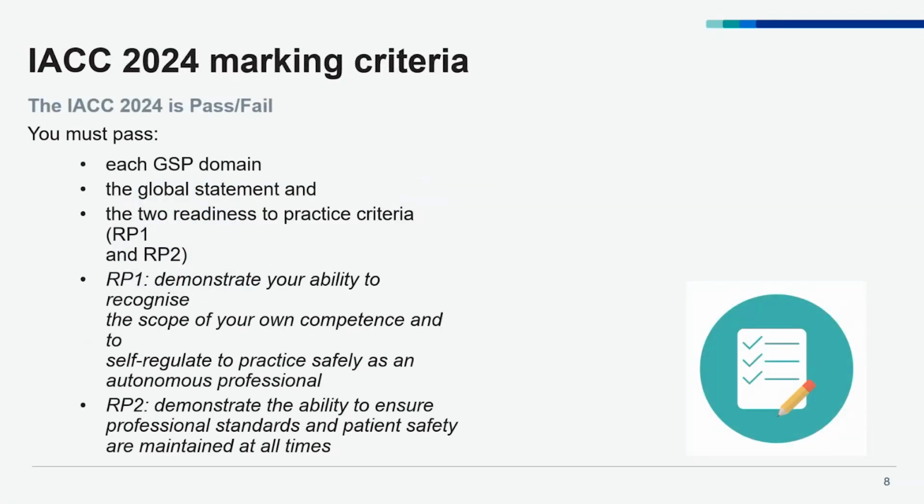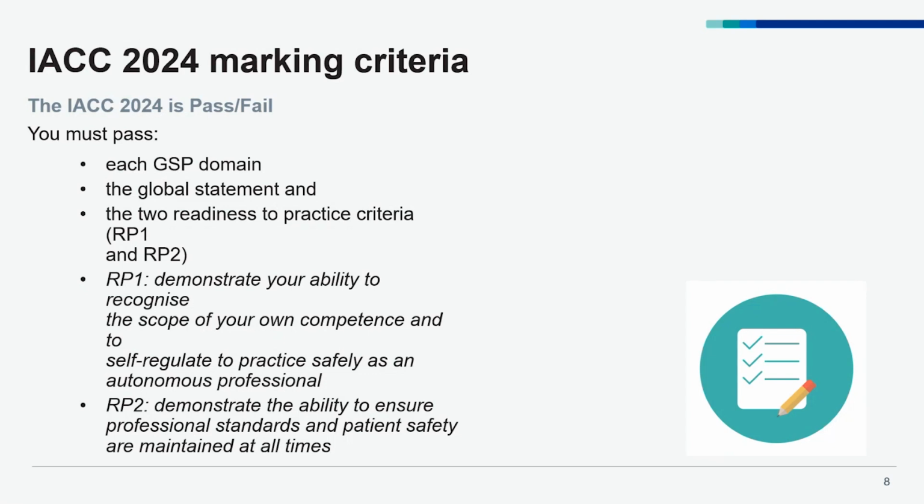The marking criteria for this IACC is just pass-fail. In order to pass, you must satisfy each of the domains that were specified and detailed on the earlier slide. A global statement, which is your final summation at the end of your interview. And there are 2 readiness to practice criteria. One demonstrates your ability to recognise the scope of your incompetence and to self-regulate. And 2 demonstrates the ability to ensure professional standards and safety are maintained at all times.